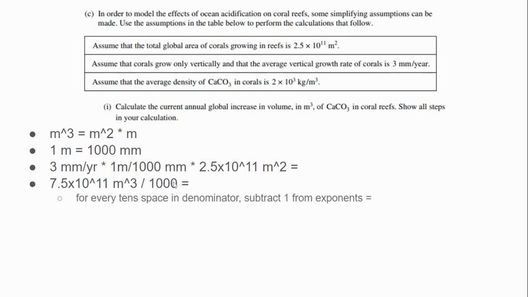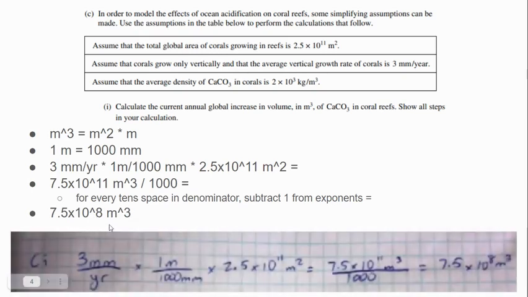Now, when you're dividing by 1,000, for every 10 in the denominator, you subtract 1 from the exponent. So we have 7.5 times 10 to the 11th power. So this will actually be 11 minus 1, 2, 3, which is 10, 9, 8. 7.5 times 10 to the 8th meters cubed. It's a little fuzzier, but we have millimeters per year times meter over 1,000 millimeters. Millimeters cancel out, leaving me with meters. Now, meters times meters squared will be meters cubed. These are the units I'm looking for. These are my breadcrumbs to take me to the correct answer.